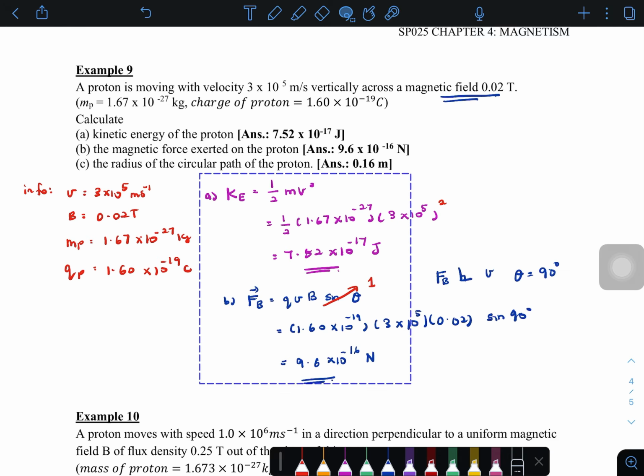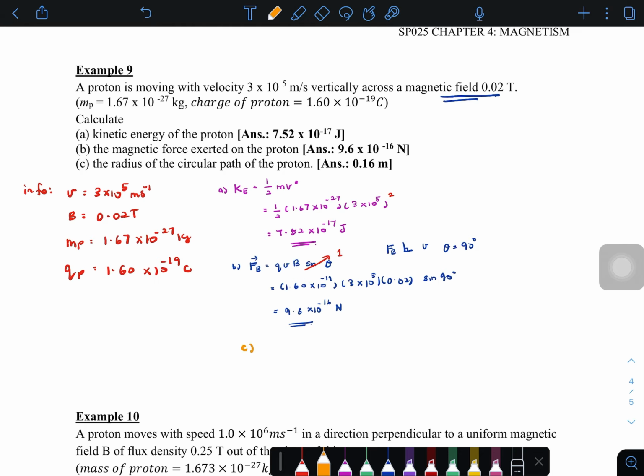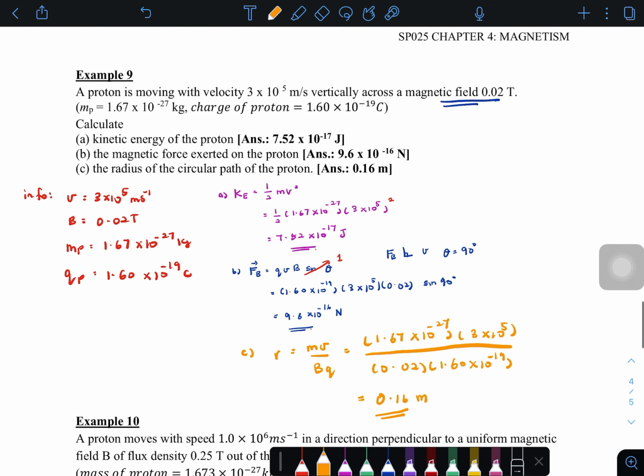And for C, dia minta the radius of the circular path, and straightforward we use the equation for radius mv over bq. So mass is given 1.67 exponent negative 27. The velocity is 3 exponent 5 divided by the magnetic field 0.02, and the charge is 1.60 exponent negative 19. Alright, so kita kira kita akan dapat 0.16, and the unit for radius is meter. Okay, so that's for the example 9.